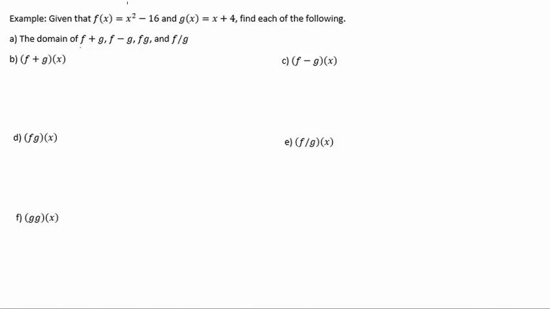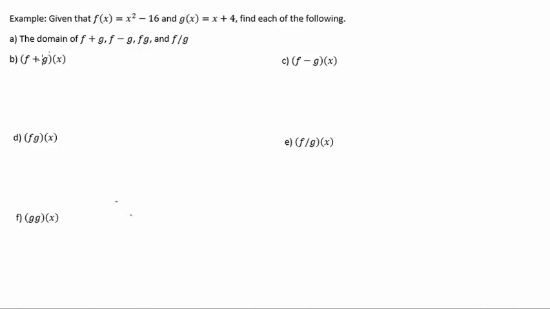Given that f of x is x squared minus 16 and g of x is x plus 4, find each of the following. And A asks us to find the domain of each of these things we're about to find, A or B, C, D, and E. So let's actually go ahead and find B, C, D, and E, and then we'll come back to the domain of each.